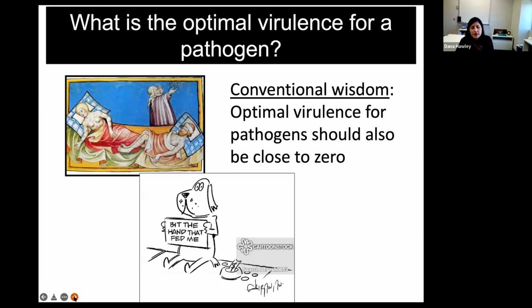And the idea of these highly virulent pathogens was often explained by the fact that they simply haven't had enough evolutionary time to get to that optimum. And so even things like SARS-CoV-2 are often explained as highly virulent simply because they haven't yet reached optimal virulence in the human population.